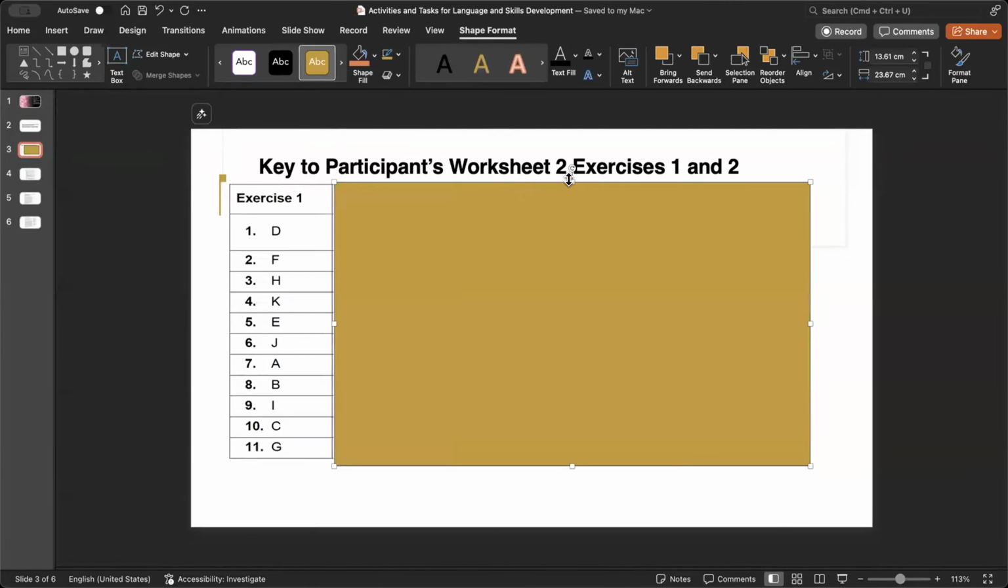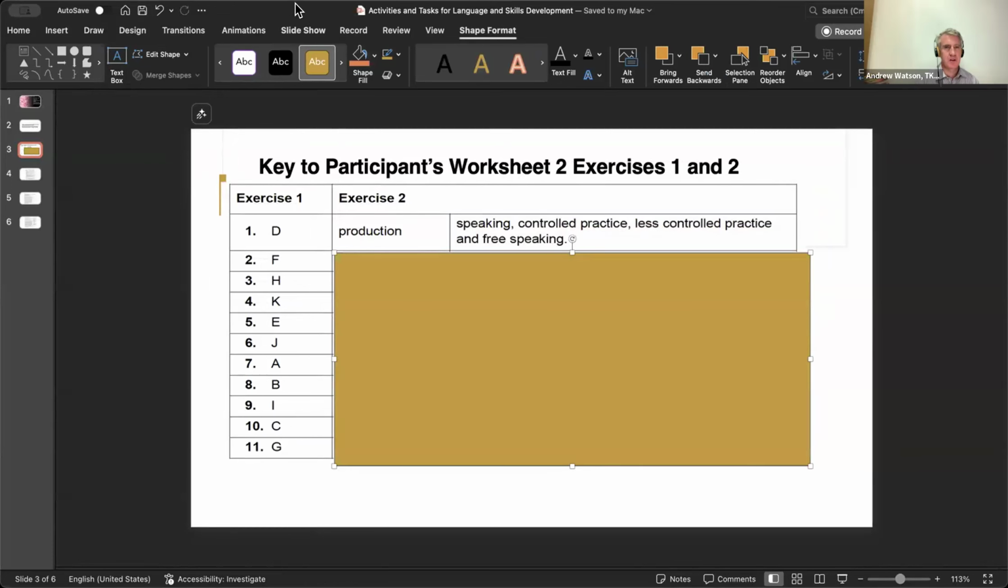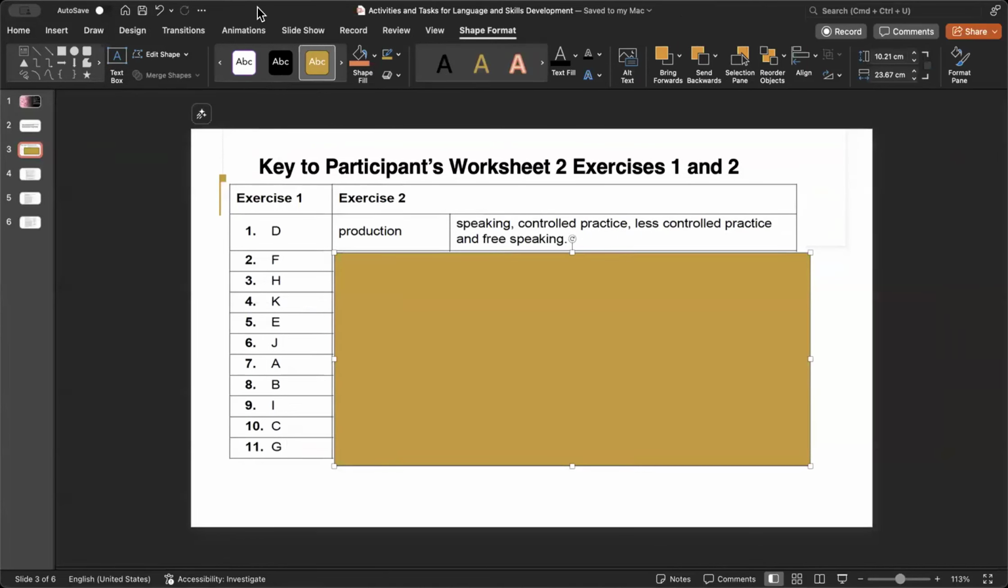It's a comprehension task, right? No, it's production, because you're speaking. Oh, I'm sorry, that's correct. Yeah. And skills, controlled practice, less controlled practice, and freer speaking, right?